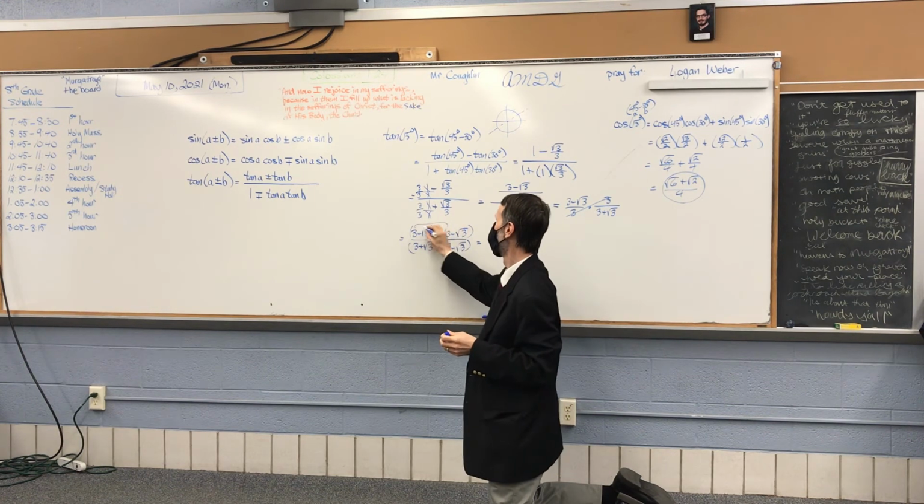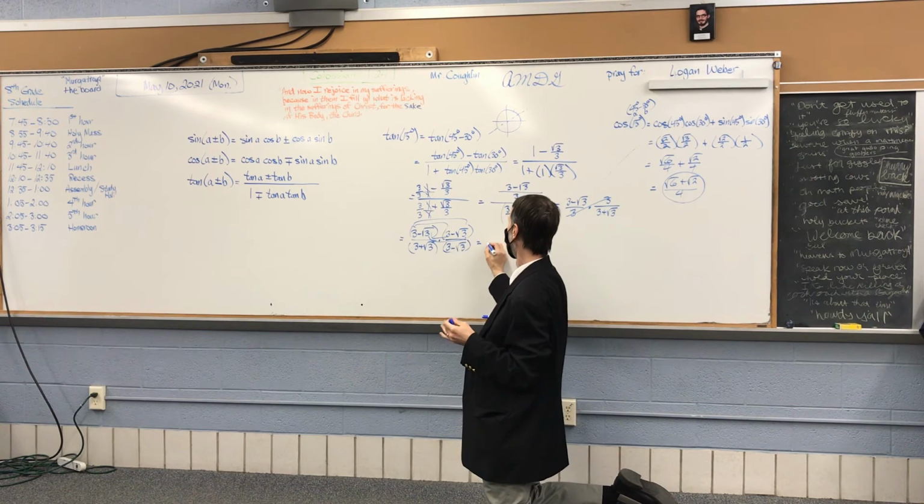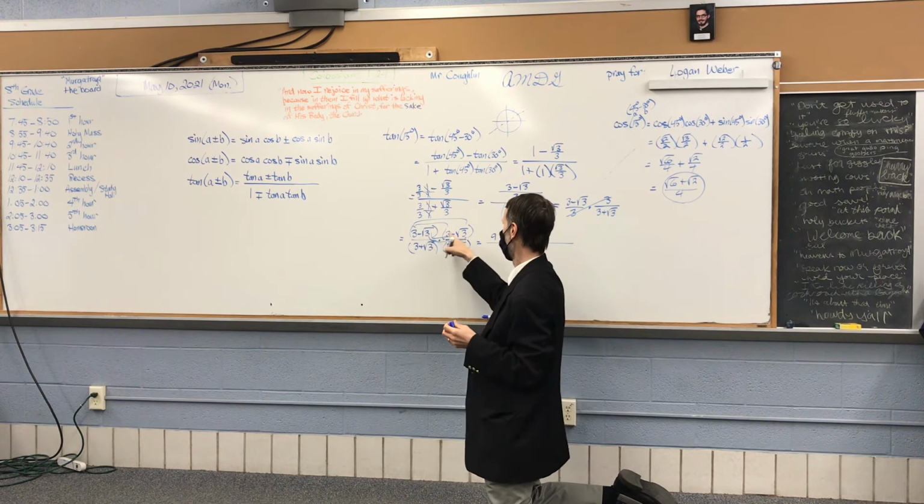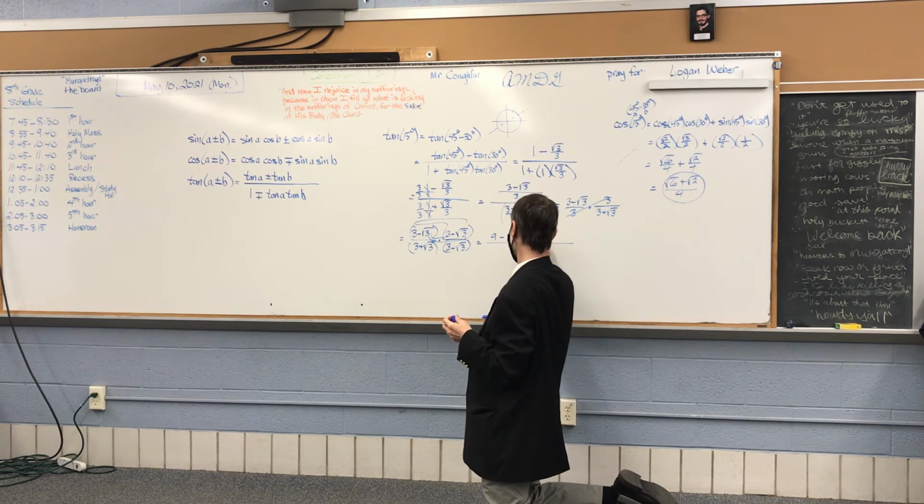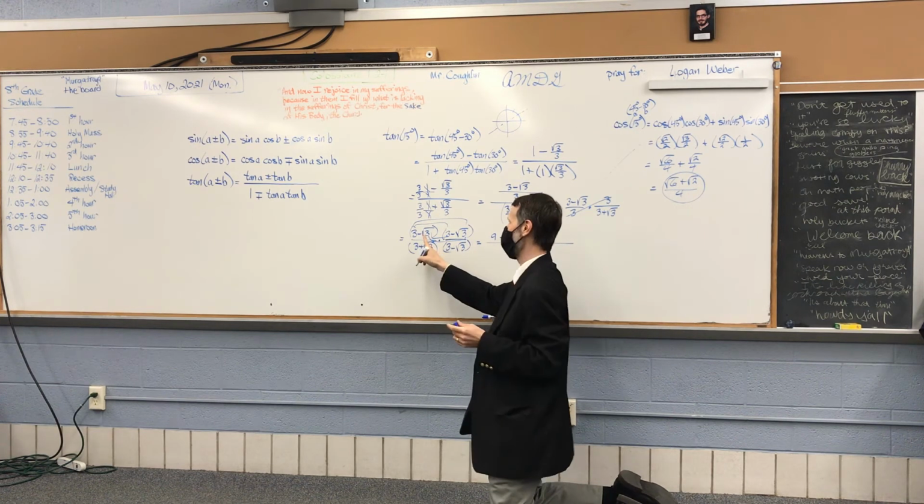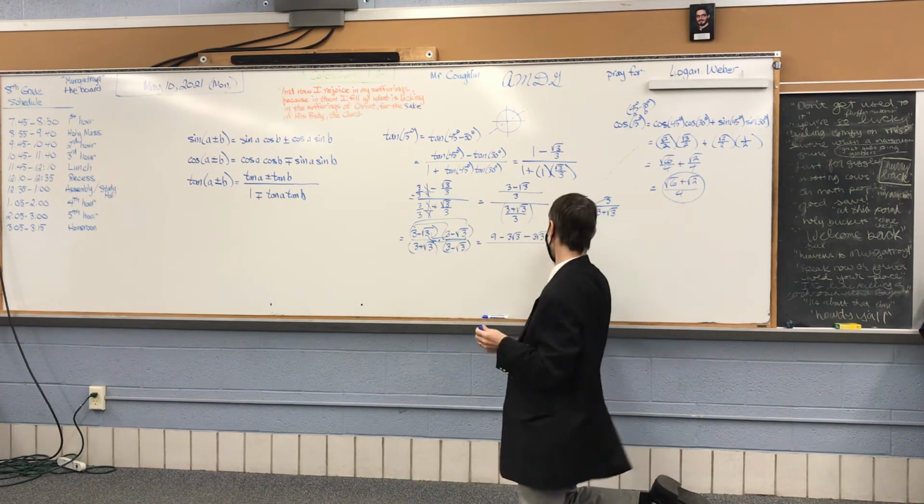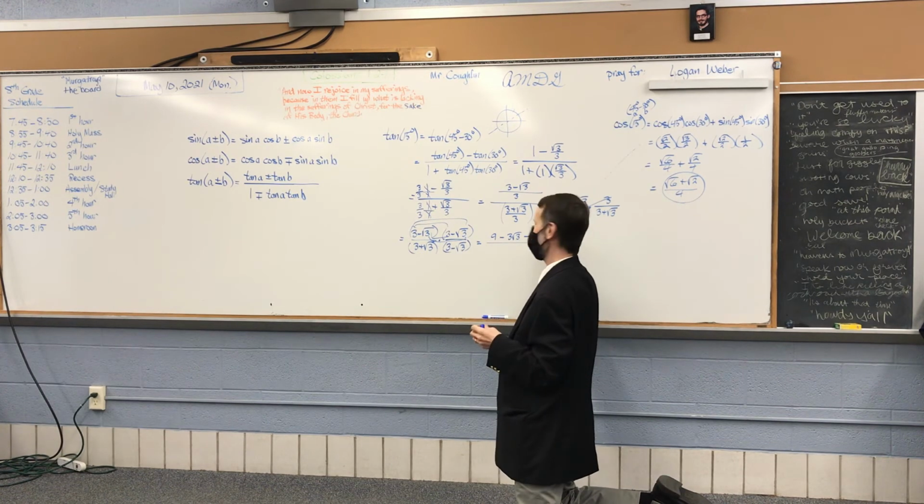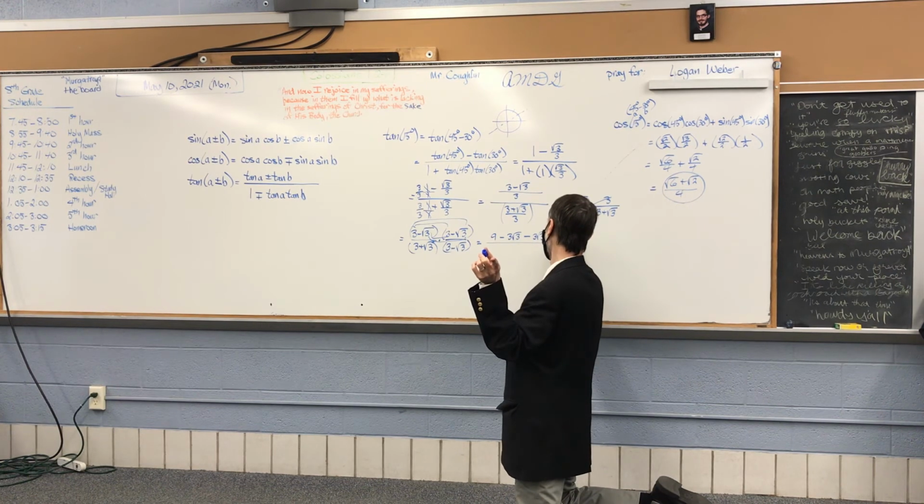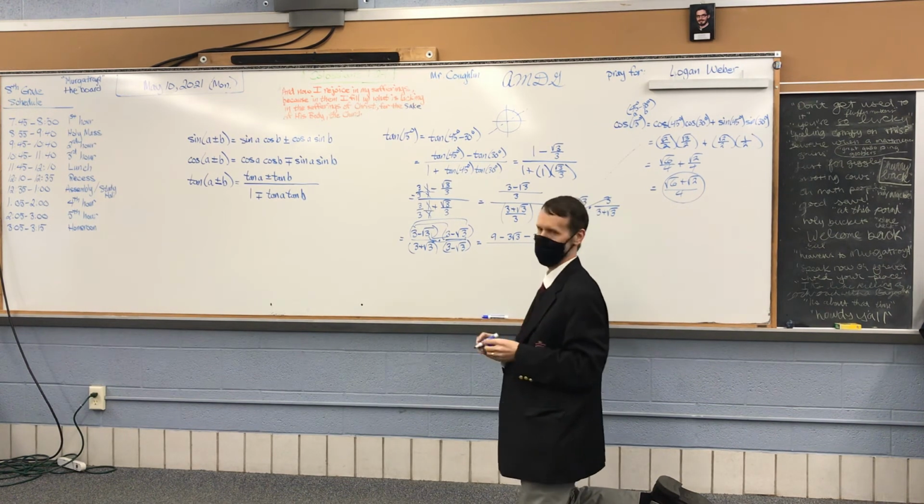Foil. So first, outer, inner, last. So 9. 9 minus 3 radical 3. Then this one, minus 3 radical 3, the same thing. Then what's negative radical 3 times negative radical 3? It's going to be negative or positive? Positive. And it was what? 3. It is 3. Correct.